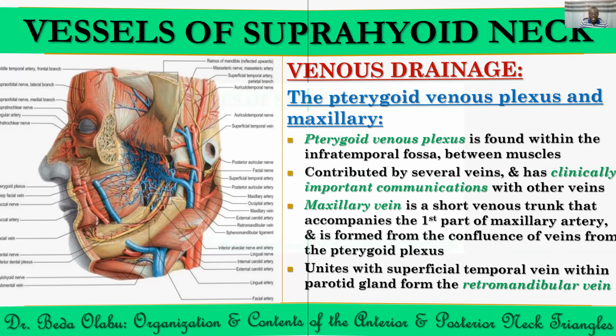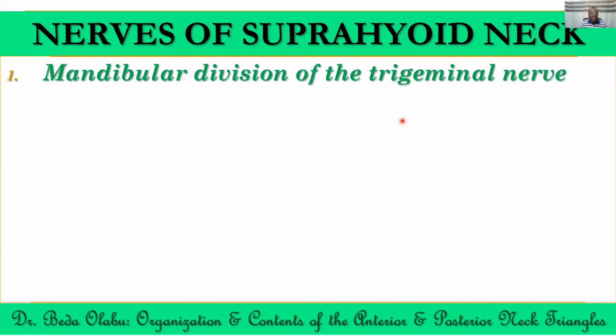Now we can finish with the nerves in the suprahyoid neck. When you look at the nerves of the suprahyoid neck, again, there are quite many nerves. Luckily, we've discussed most of them in our previous session, either part 1 or part 2. But I can mention them here. We have mandibular division of trigeminal nerve. That one we've not discussed, and we'll discuss that one in this particular session.